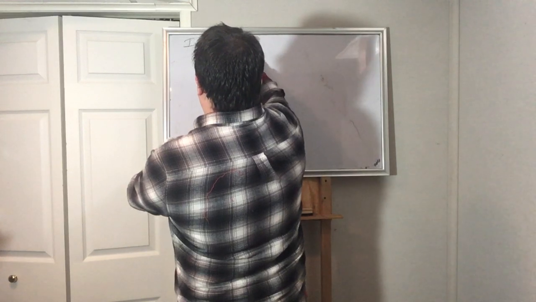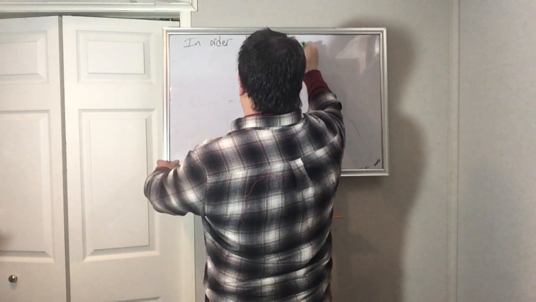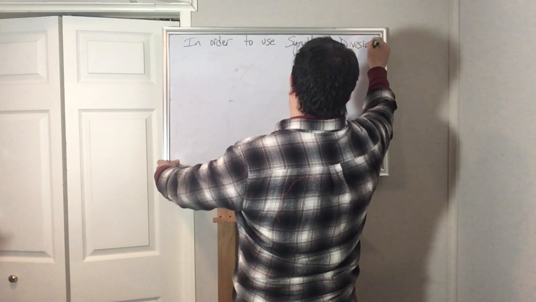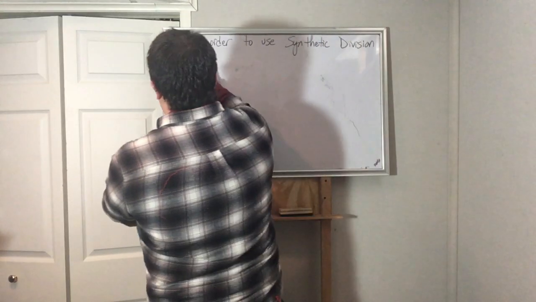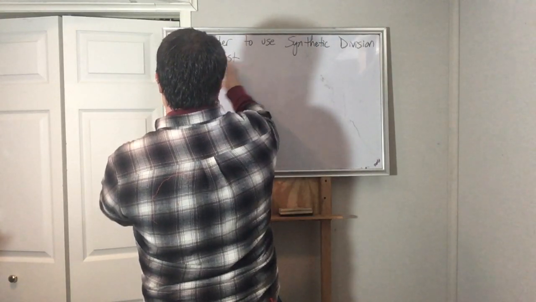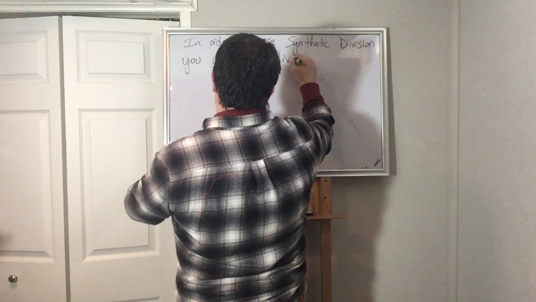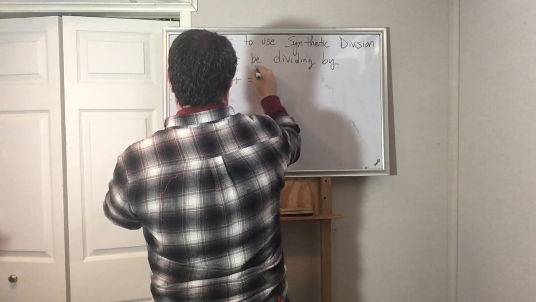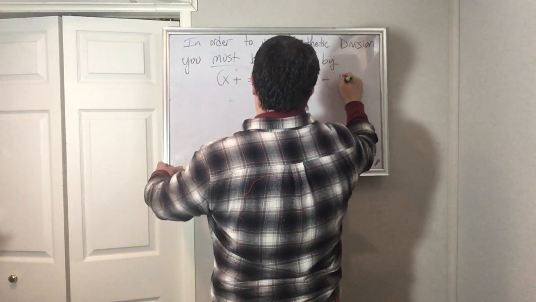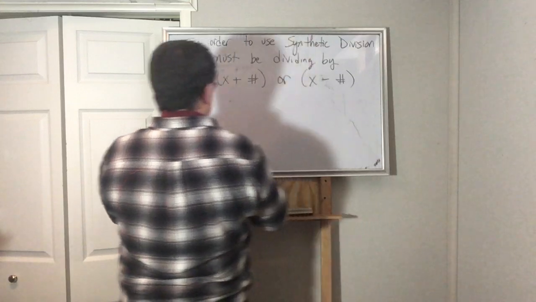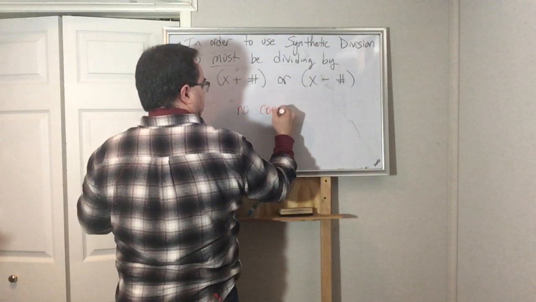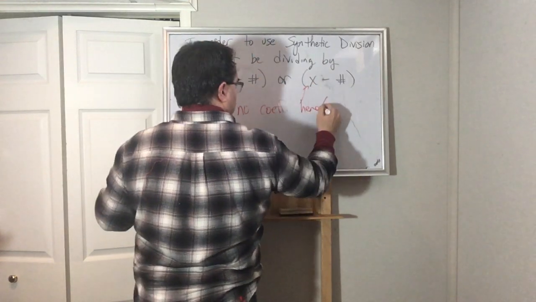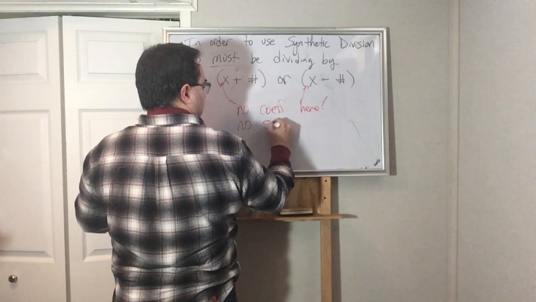In order to use synthetic division, which is the shortcut method, you must be dividing by x plus a number or x minus a number. No coefficients here. No squareds.